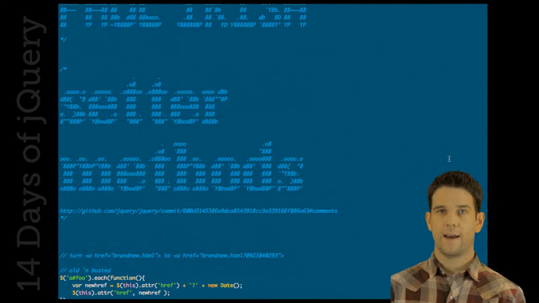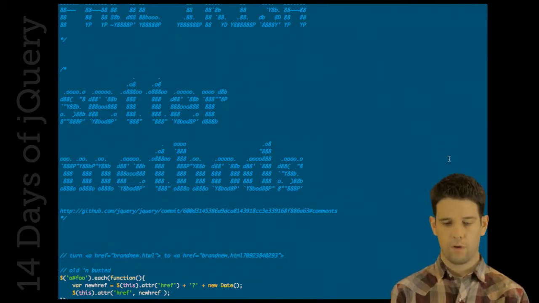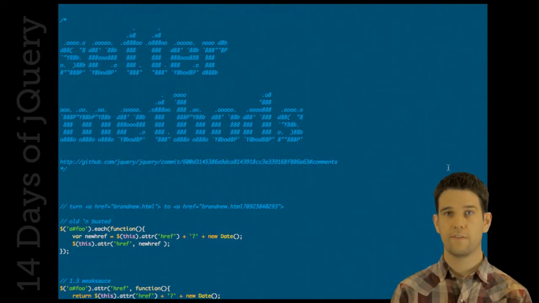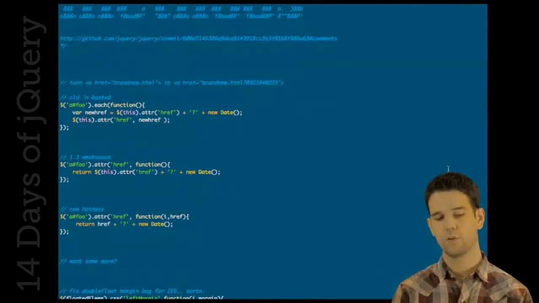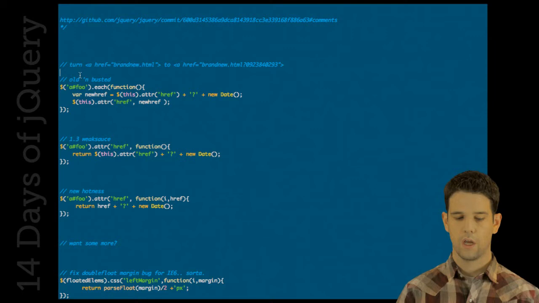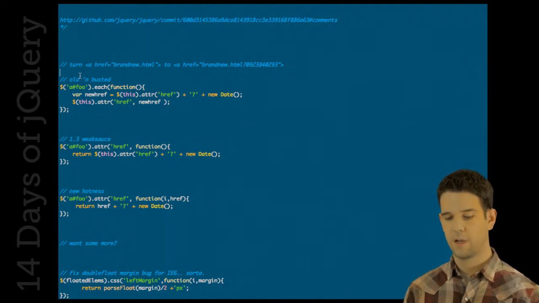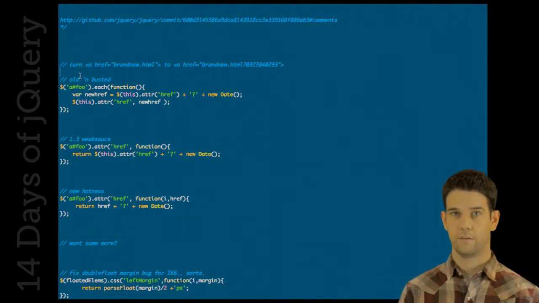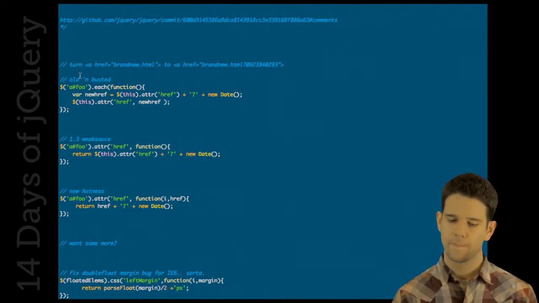Setter methods got some changes in 1.4 that give a lot of extra power. So let's review where we're coming from. Let's take an example, and basically we're going to turn an href value, in this case brand new.html, into brand new.html question mark and a bunch of numbers. Basically, typically used as a cache busting technique.